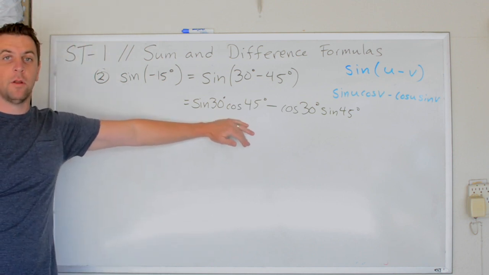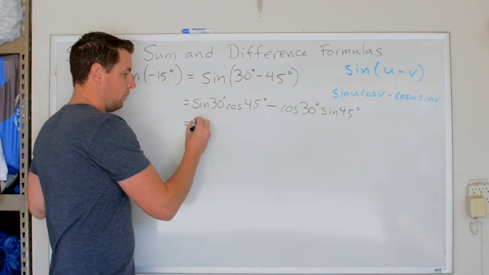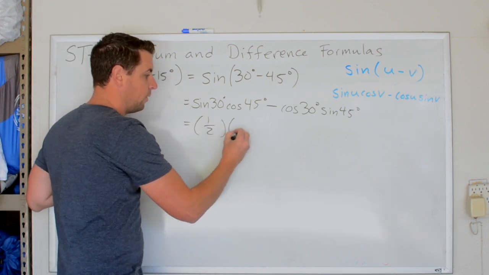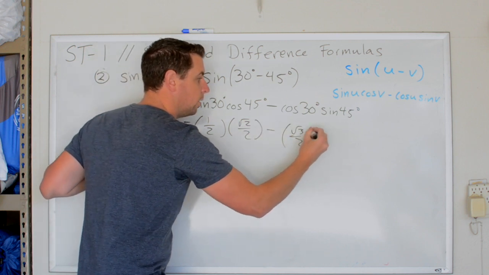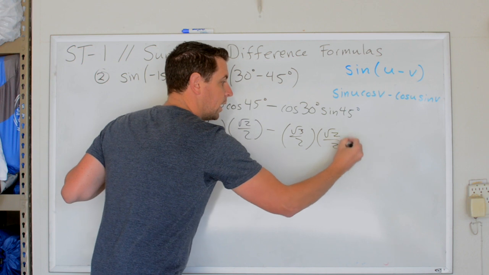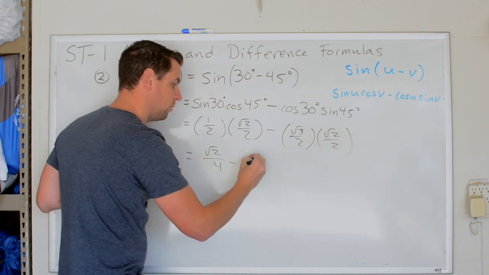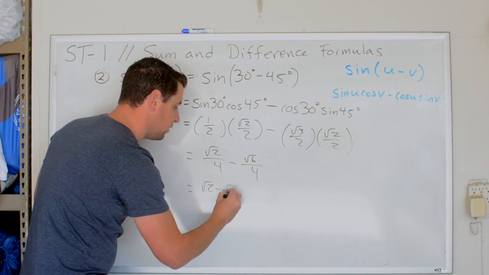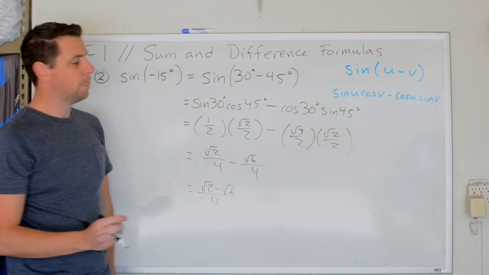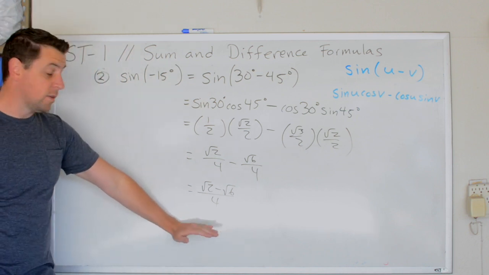At this spot here, we've broken it down. Now we're just going to evaluate all of these on the unit circle. I'm going to go a little bit faster on this part of it. So I get 1/2, I get radical 2 over 2, I get radical 3 over 2, and I get radical 2 over 2. Again, we're going to multiply these fractions, and I should get radical 2 over 4 minus radical 6 over 4, and I should get radical 2 minus radical 6 all over 4. So at this spot here, this is what sine of negative 15 degrees is. Hopefully this is what you got at home.